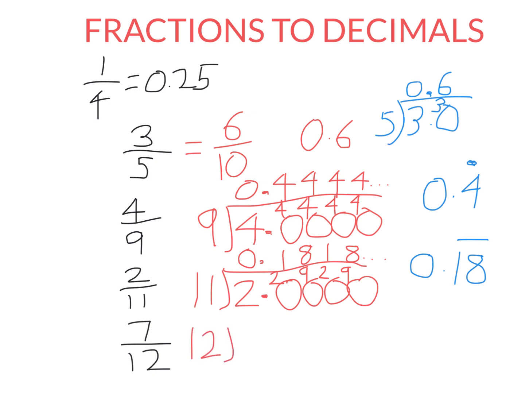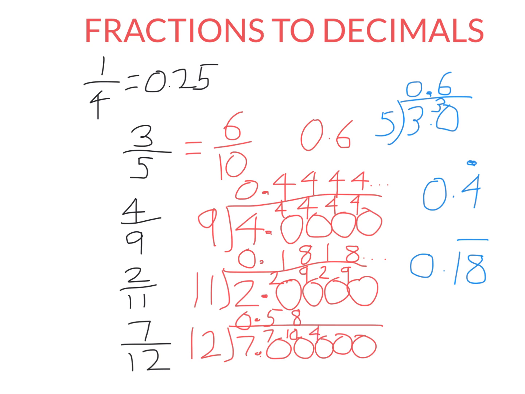So 12 into 7. How many times does 12 go into 7? It goes 0 times, remainder 7. Decimal point above decimal point. How many times does 12 go into 70? Well, 12 times 5 is 60, and there is a remainder of 10. So now, how many times does 12 go into 100? Well, 12 times 8 is 96, so there is a 4 remainder.